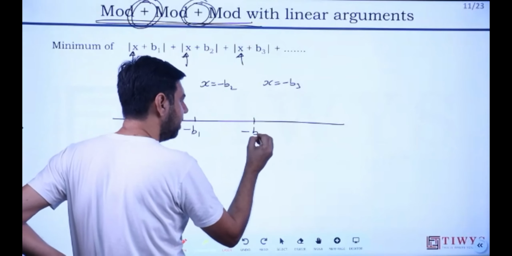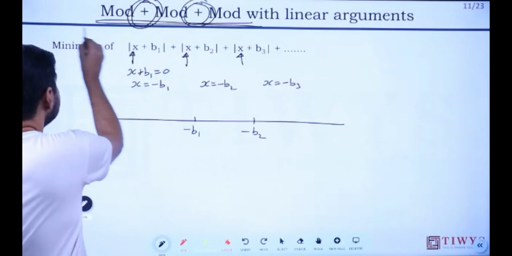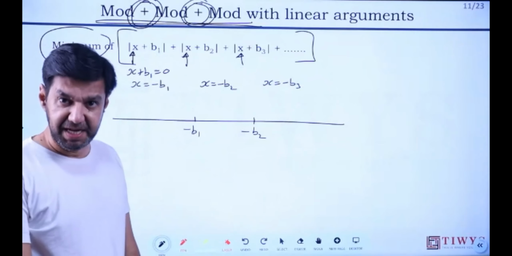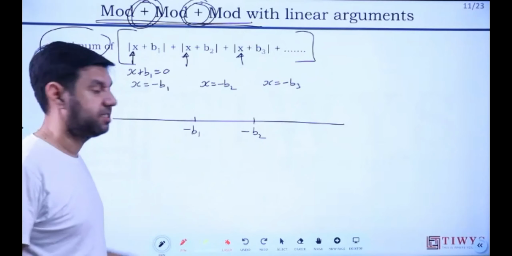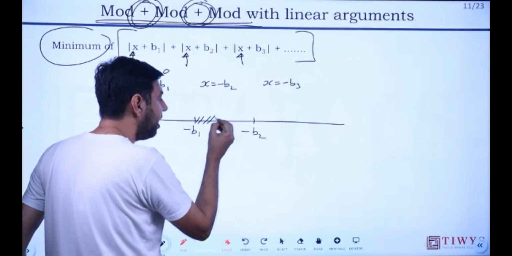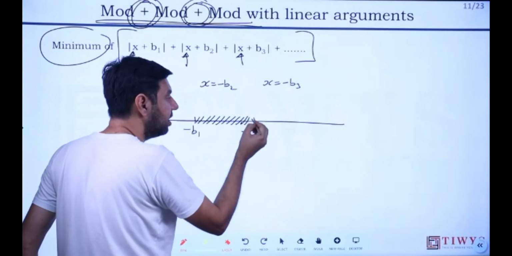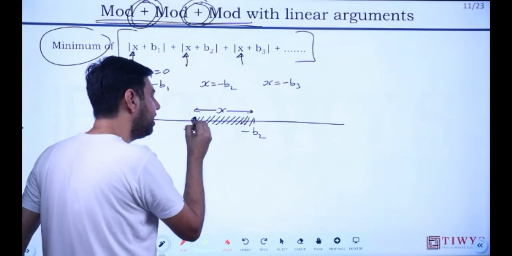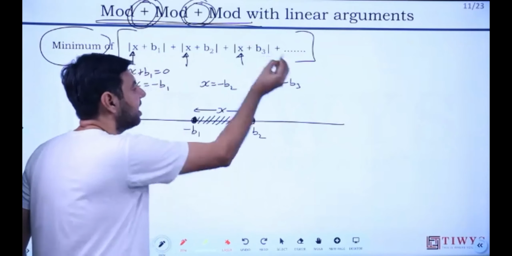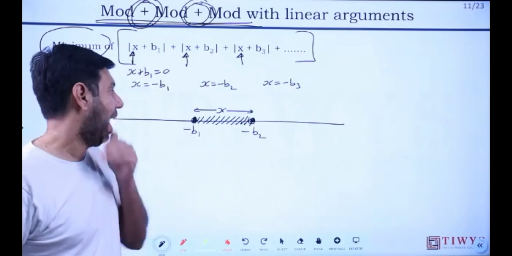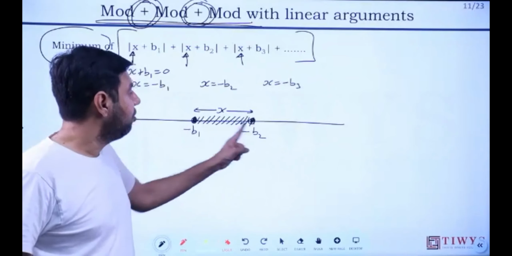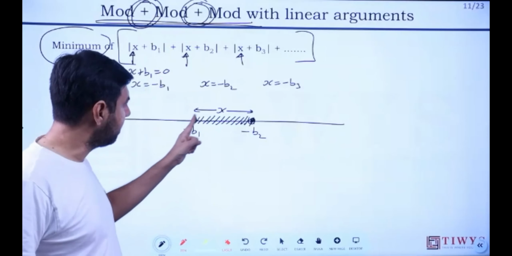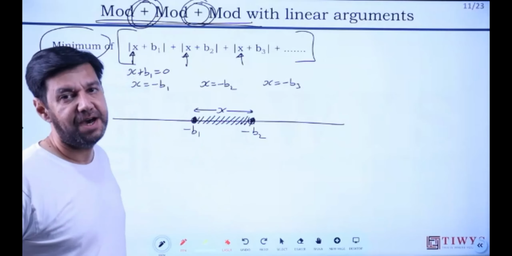So if there are 2 points on the number line, when is this expression minimum? The full expression is minimum whenever x is between the 2. If x is any value between the 2, including the endpoints, this expression is minimum. Any value of x, whatever value you put, you're going to get the same answer, whether you put this end, that end, or the middle.